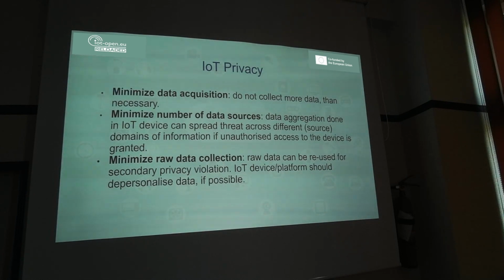Second is to minimize the number of data sources, because data aggregation done in the IoT device can spread information across different source domains if unauthorized access to the device is granted. What I mean here is, if your system is already pre-processing some information from different sources, then you should keep those sources to a minimum, not make them redundant, not discover more data than needed. If someone breaks into your device, it may be used in other ways than you actually intended, right?